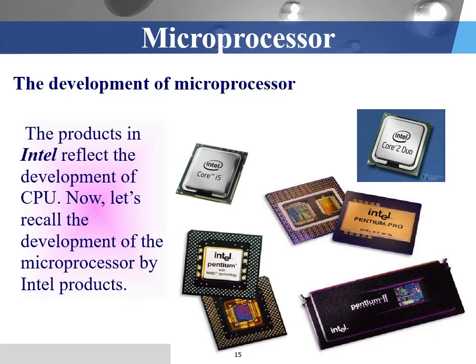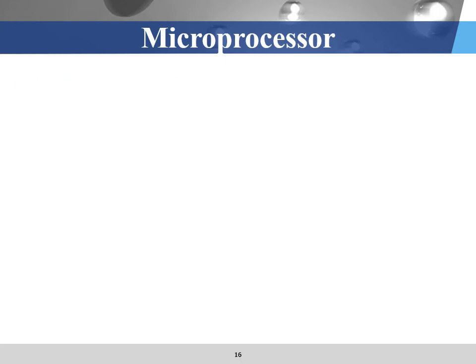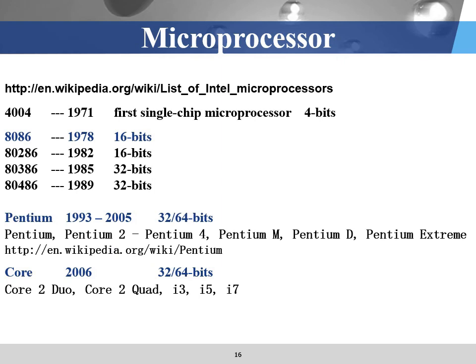So after studying the general process of making a processor and how the transistors work, let's look at the evolution of the CPU. We just take Intel as an example because Intel actually perfectly reflects the development of the CPU. In the past several decades, the microprocessor has been improved rapidly. In 1971, the first single-chip microprocessor was made, and the name of the processor is called 4004.